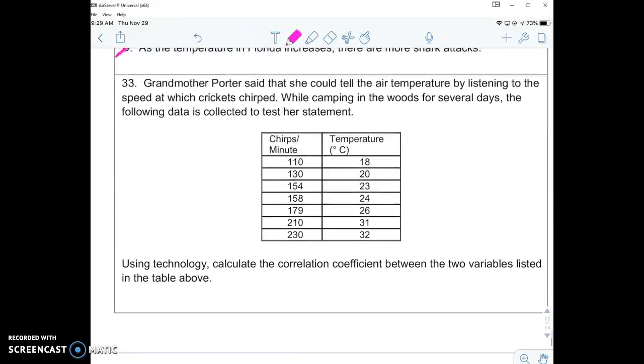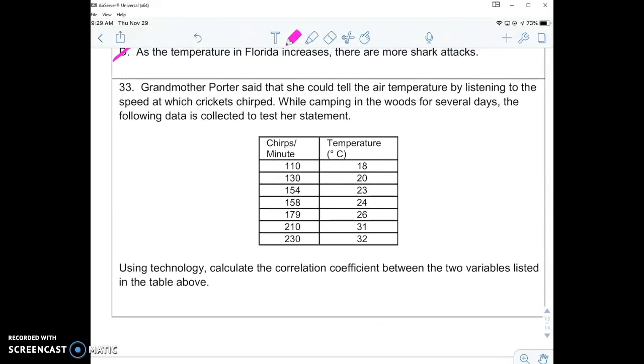Last one, number 33. Grandmother Porter said that she could tell the air temperature by listening to the speed at which the cricket chirps. While camping in the woods for several days, the following data was collected to test her statement. We have a table where we have chirps per minute and the temperature in Celsius. Using technology, calculate the correlation coefficient between the two variables listed in the above table. Remember, the correlation coefficient is R.